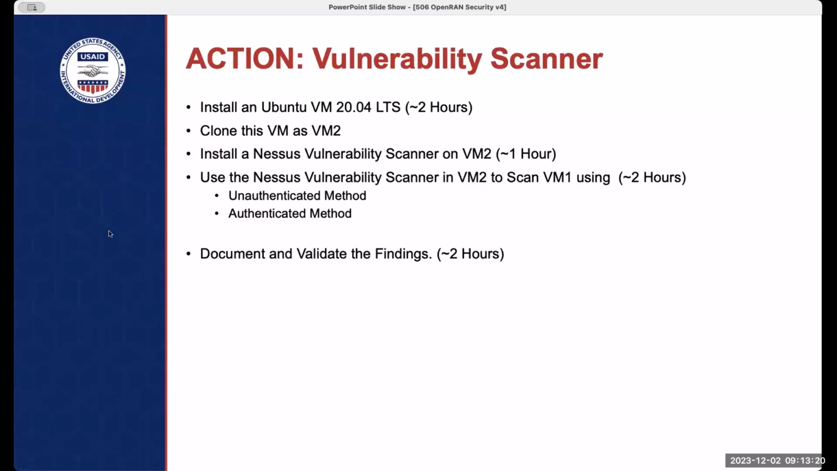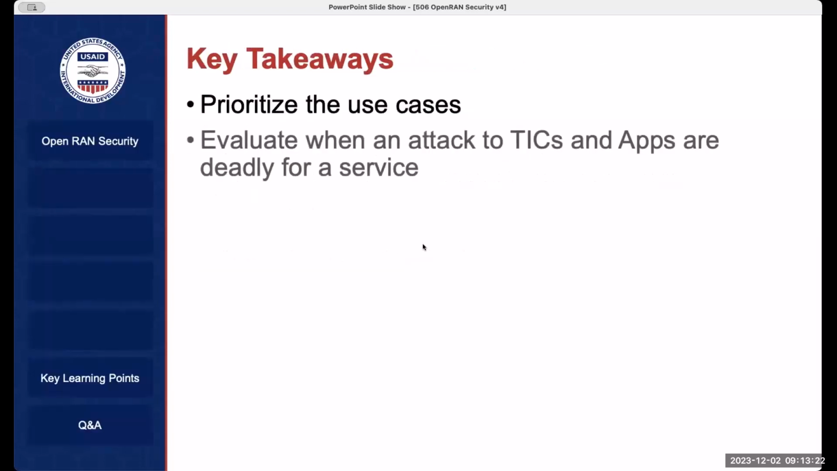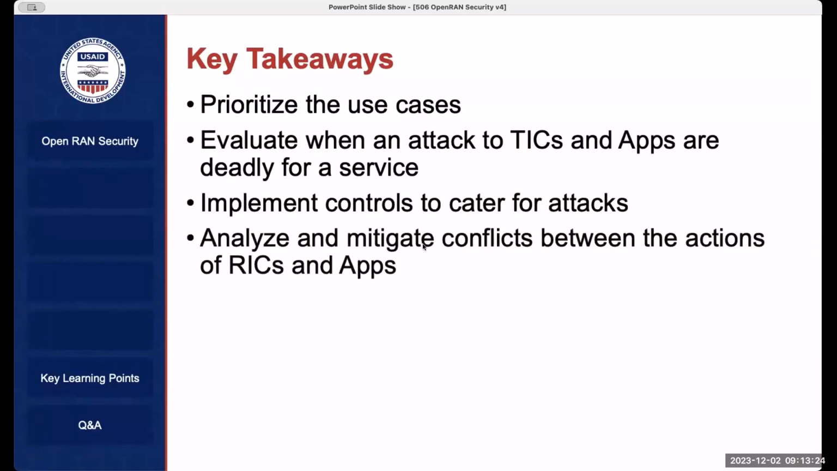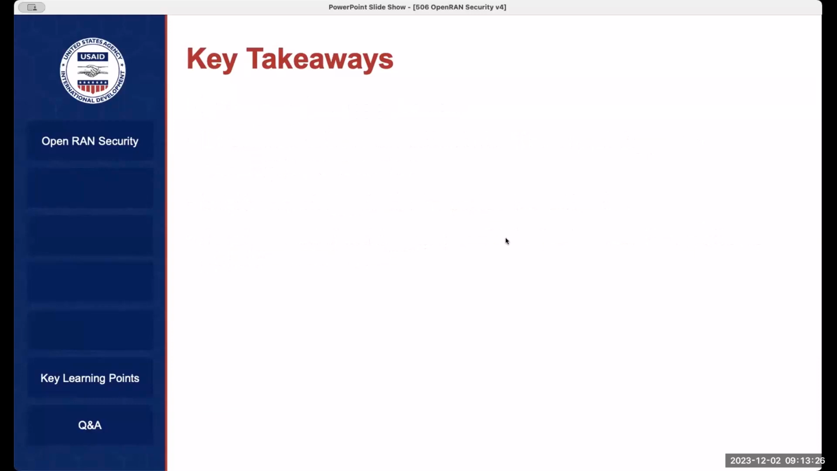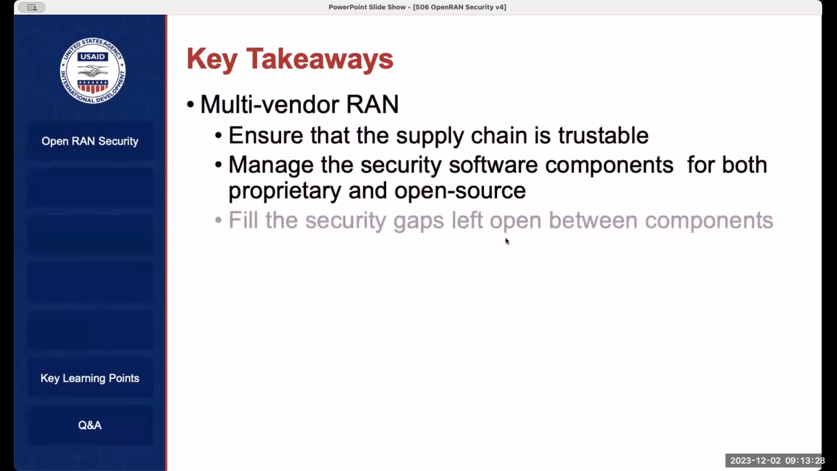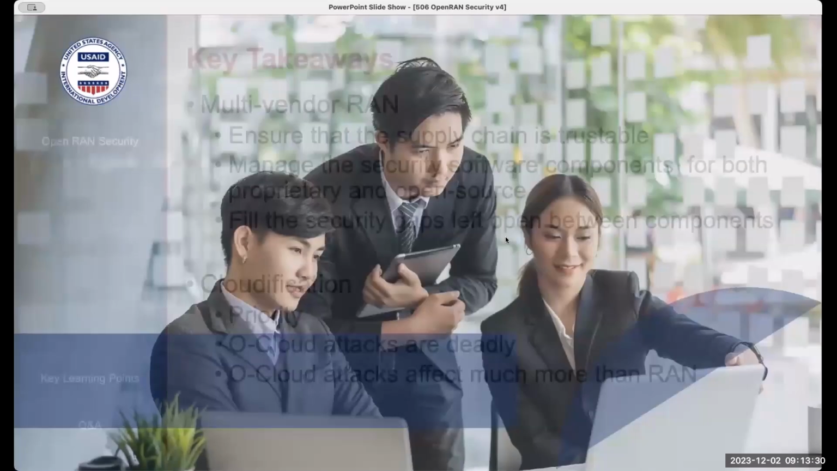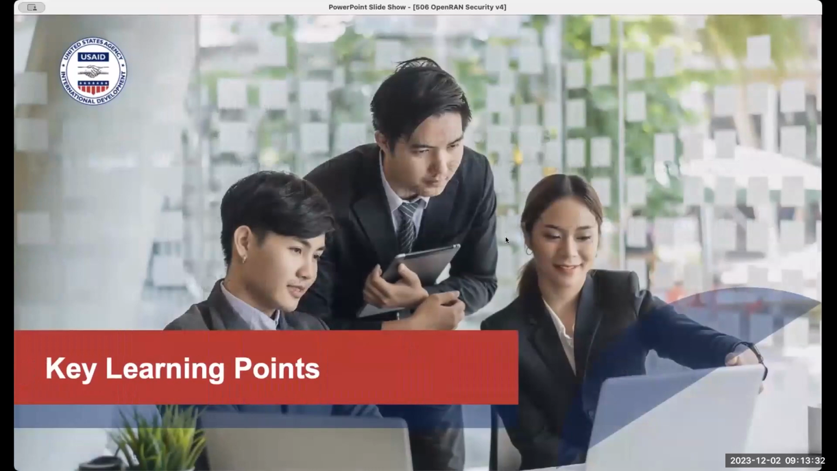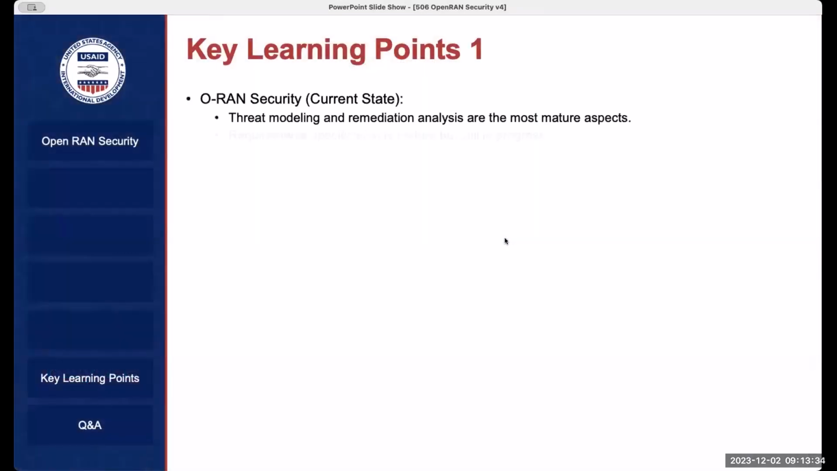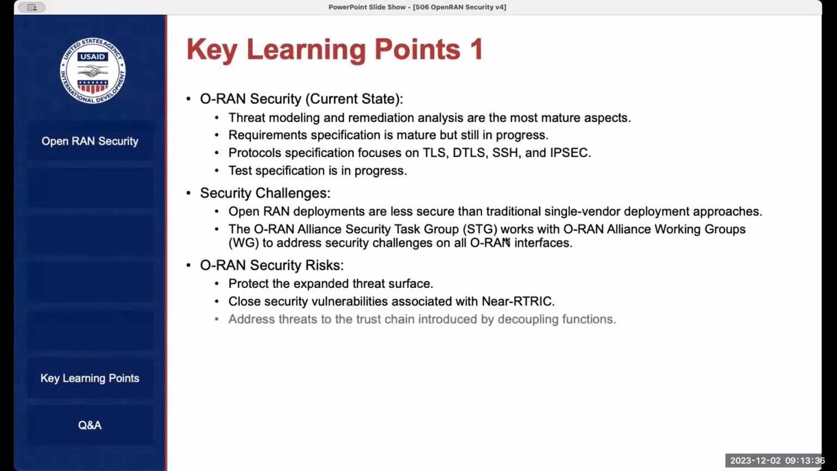Okay, and yeah, that's the last of the key takeaways for multi-vendor RAN, okay, and yeah, key learning points. So yeah, I think that's it.